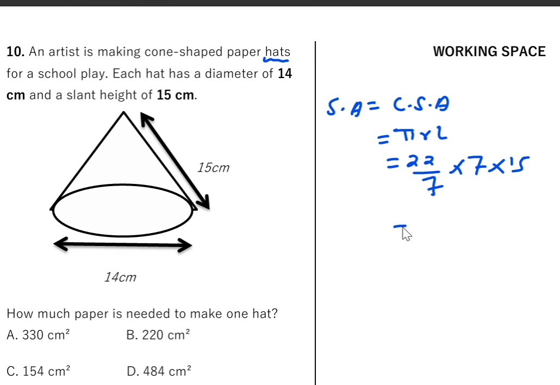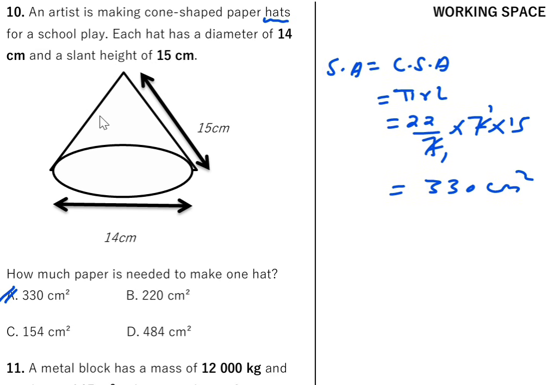So we multiply this cleanly by 7, 1 by 7, 1, 22 times 15. We see the answer is 330, not cubic, 330 centimeters squared. Therefore, the correct option is A. So that is the answer.